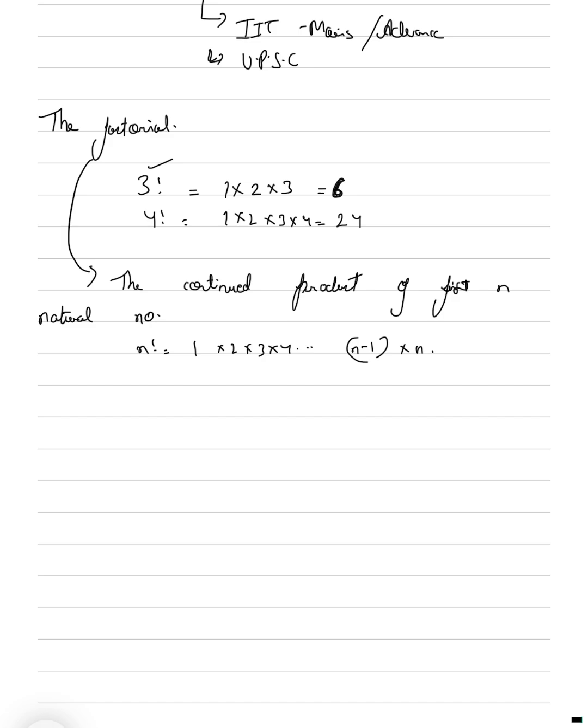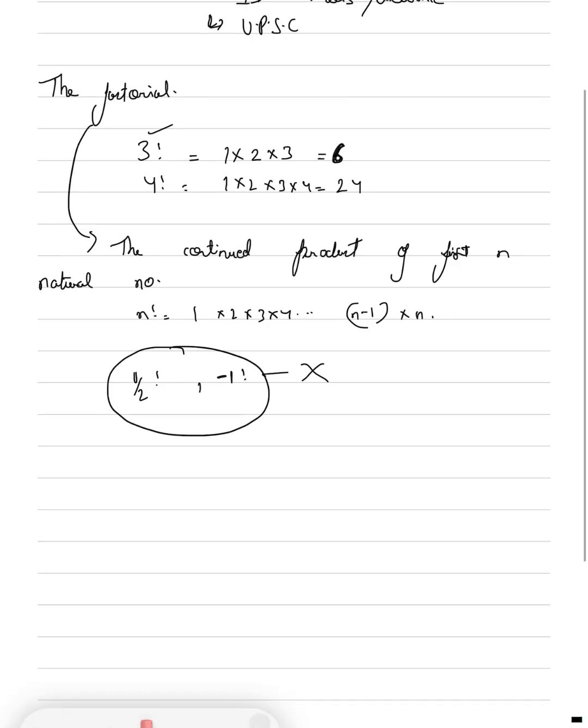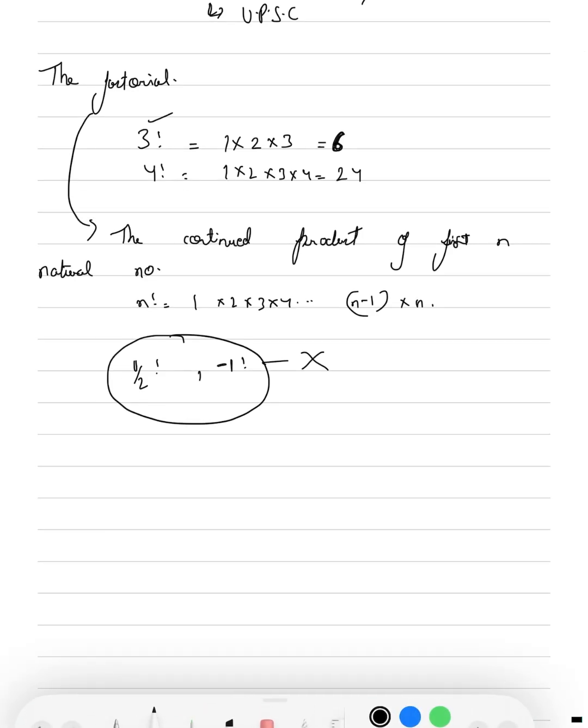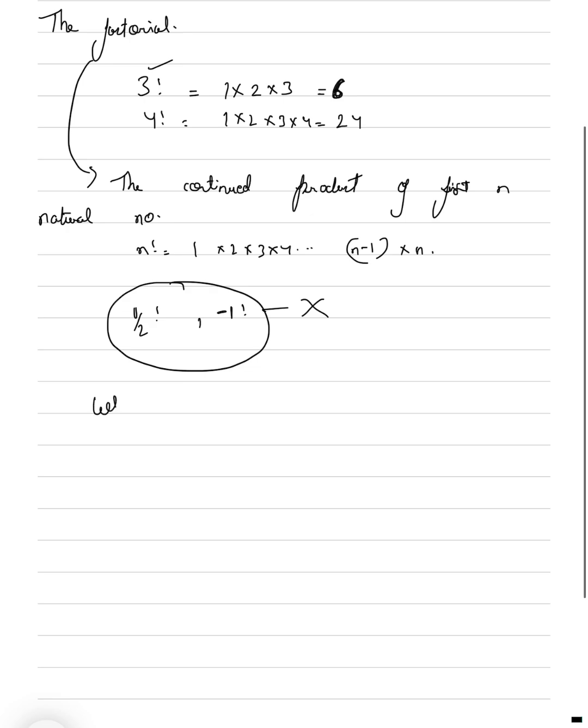One question is raised here: sir, is the factorial of negative integers and fractions defined? Or what is the factorial of 1 by 2, or minus 1 factorial? It is not defined. So you are left with only one option: the factorial is defined only for whole numbers, starting from 0, 1, 2, 3 to infinity.